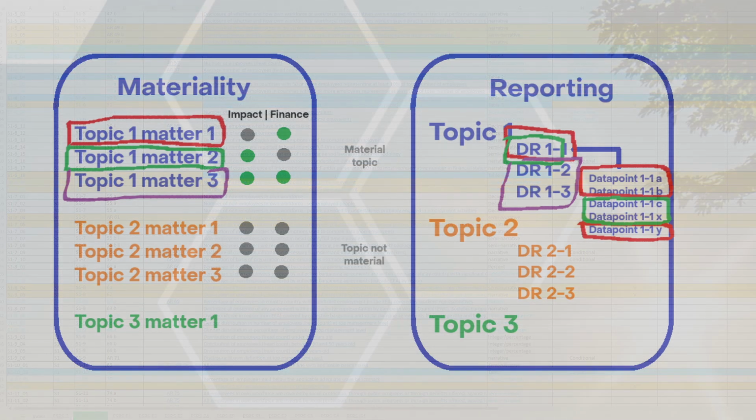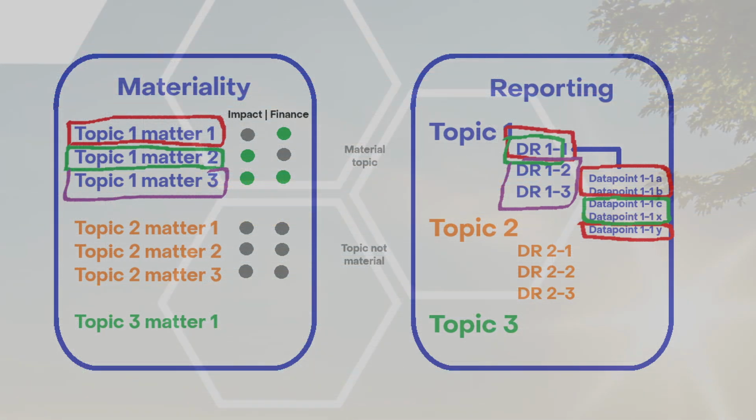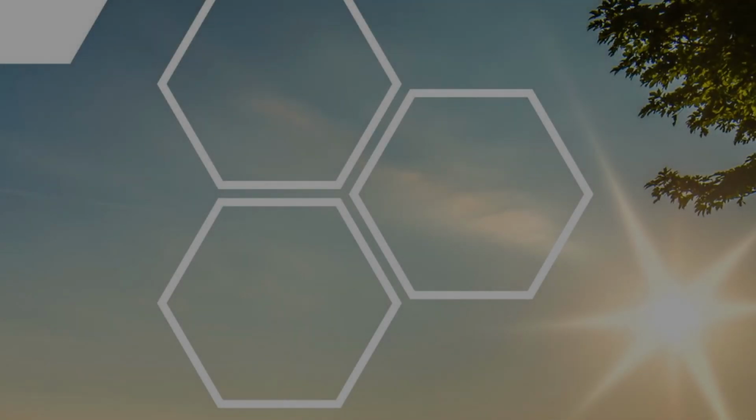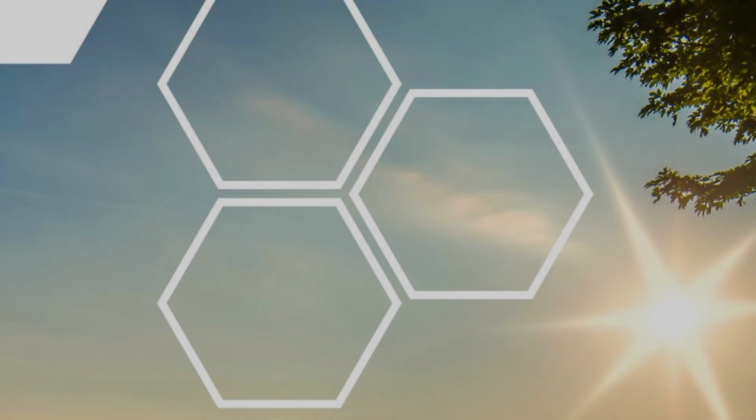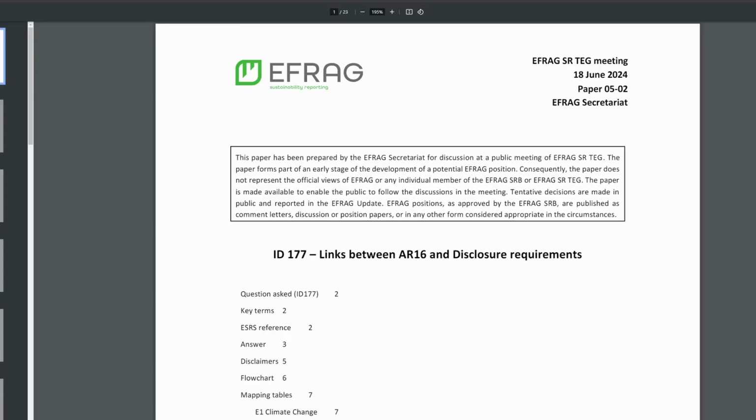This problem has been described by other people in different ways. It has been acknowledged by EFRAG as an issue for comprehension and for process. And in my opinion, this is a sort of quality of life issue. So let's look at how EFRAG have further clarified this in their recent ID 177 paper. Here is the very recent document from the EFRAG Secretariat, the ID 177 paper, as I'm calling it.